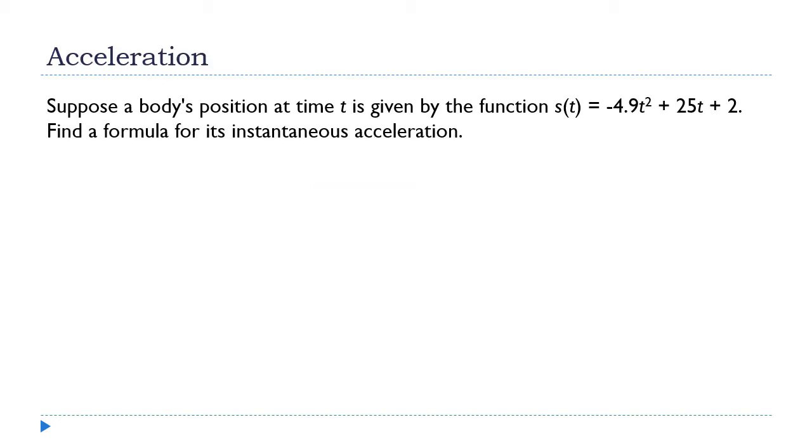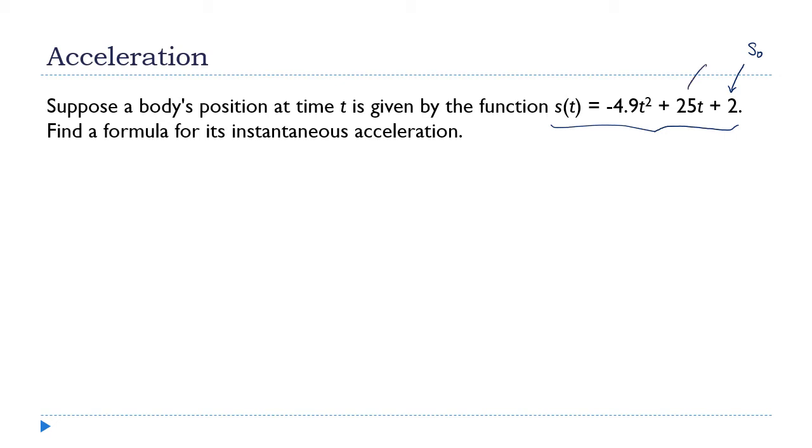Now we have a very practical example. I didn't just pick the numbers in here at random. If you've taken a physics class, this is the actual equation that you could use to describe the distance fallen by a falling object. And each number actually represents something. This 2 here is the initial position. It's the initial height of the object above the ground, or whatever height you're taking to be 0.